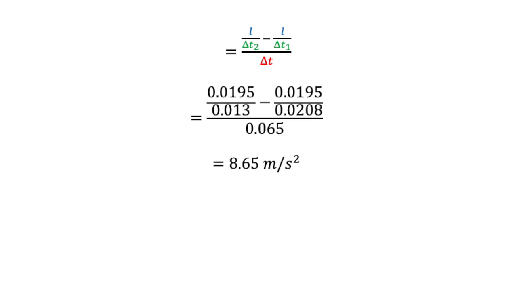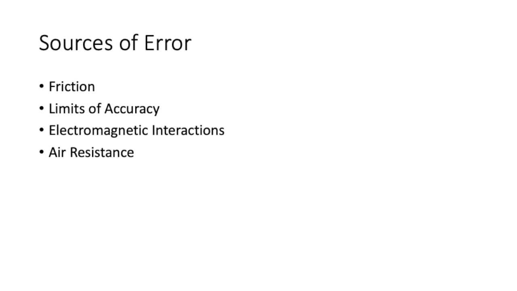In particular, a value of 8.65 meters per second squared was obtained, which is quite close to the theoretical acceleration due to gravity on Earth's surface, approximately 9.8 meters per second squared. Our slightly lower reading was most likely attributed to friction between the magnet and the tube, which likely slowed the magnet down. Other negligible but noteworthy contributors include limits of accuracy with our measurement tools, including the oscilloscope itself, electromagnetic interactions with the magnet and the copper wire, and air resistance.